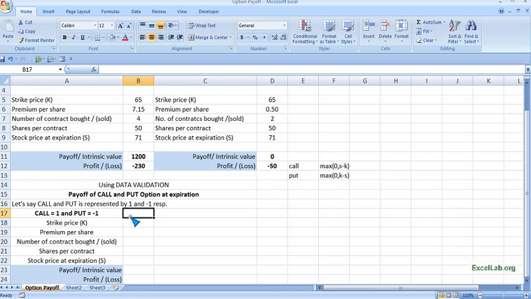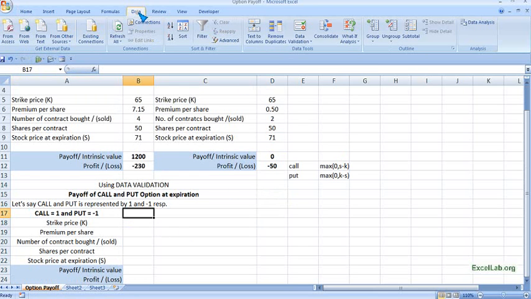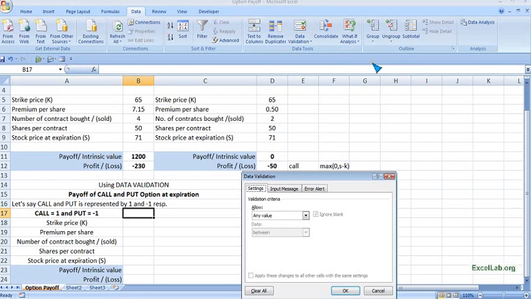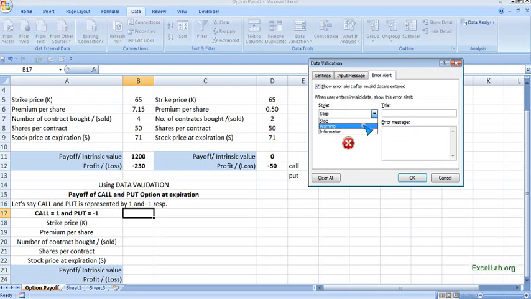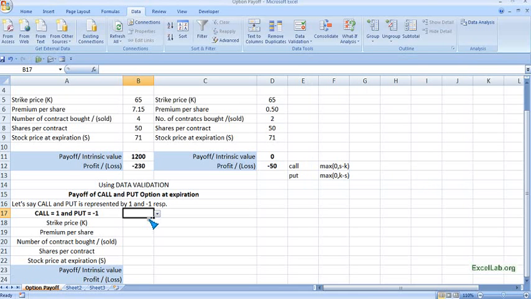So here we will apply data validation. Go to data validation and click on that. Here in the settings you can see allow the validation criteria. We want 1 and minus 1, and it will come through a list only, so we write 1 comma minus 1. In the error alert, by default it is stop, and in the title you can write invalid, and the message should be either 1 or minus 1. Now you can see the drop down arrow, 1 and minus 1.